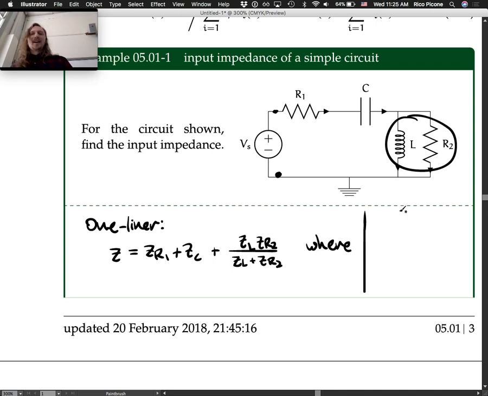Anyways, speaking of virtual, so we've got ZR1. What is ZR1? R1. What is ZR2? What is ZC? And what is ZL?